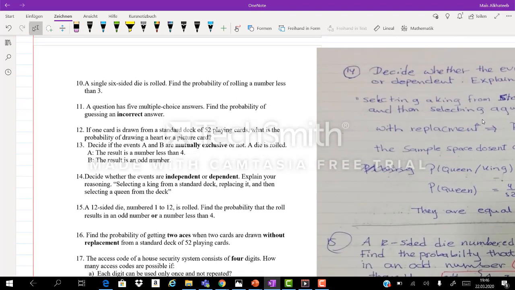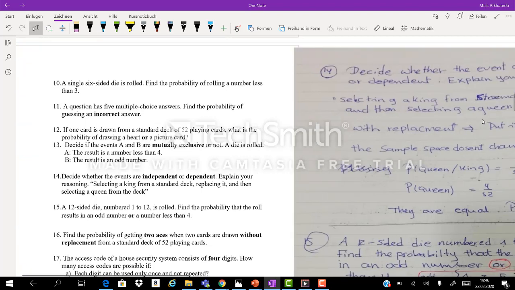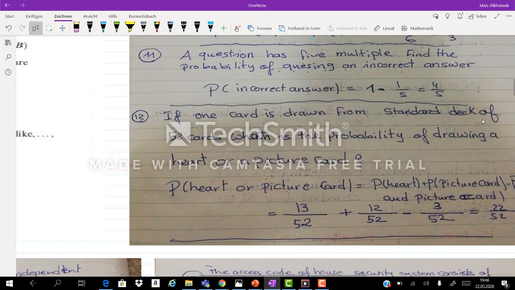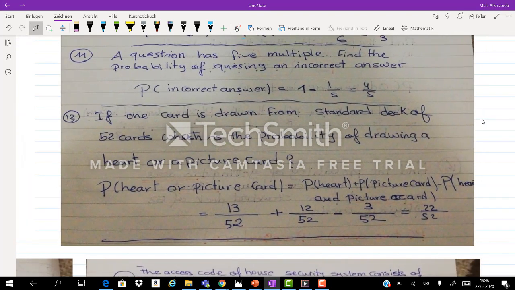If one card is drawn from a standard deck of 52 playing cards, what is the probability of drawing a heart or a picture card? الهارت يعني القلب. Picture card ممكن تكون king، ممكن تكون queen، ممكن تكون jack.